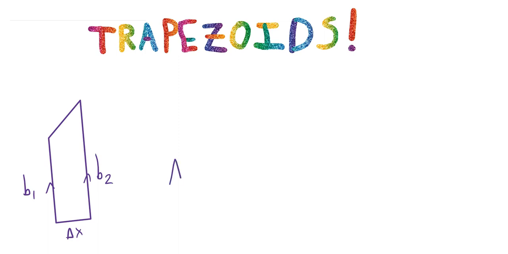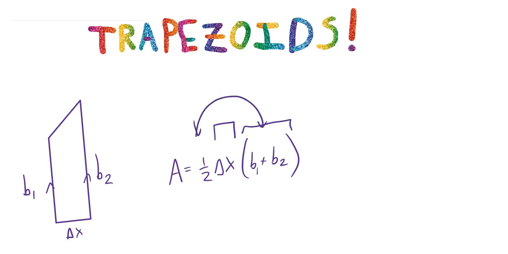To review, before we get started, trapezoids are these quadrilaterals, meaning they have four sides. And the thing about them is that they've got two sides that are parallel. The area of a trapezoid, if the base we call delta x, and we call one of the sides B1, one of them B2, the area is 1/2 delta x (B1 plus B2). This is kind of like area equals base times average of the height, so base times height would be area.